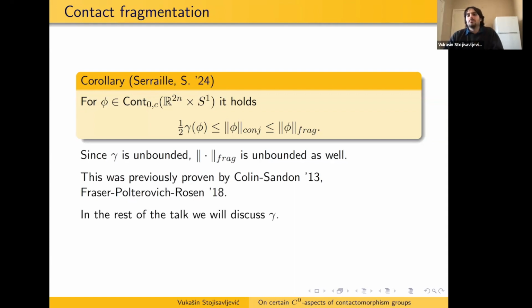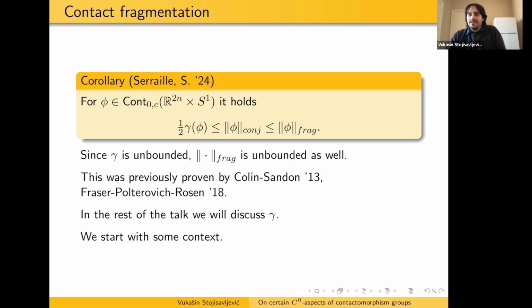Okay, and now in the rest of the talk, I have 25 more minutes. So I will discuss gamma. So this gamma is somehow an important thing, and I want to explain a little bit of context, tell you a little bit how it's defined, and comment very briefly on the proof of local boundedness.